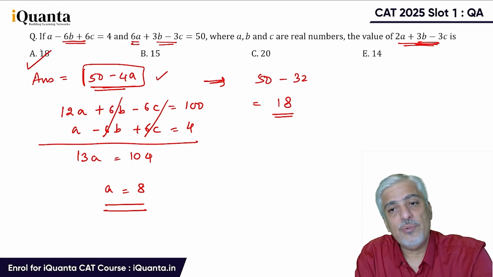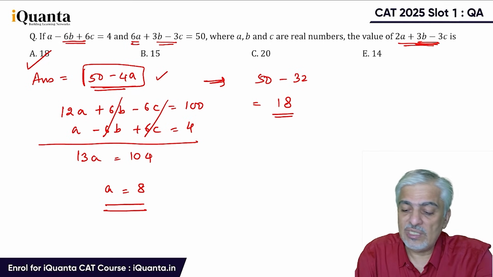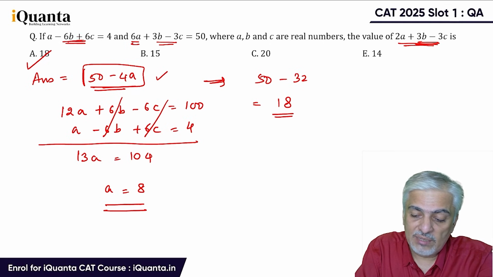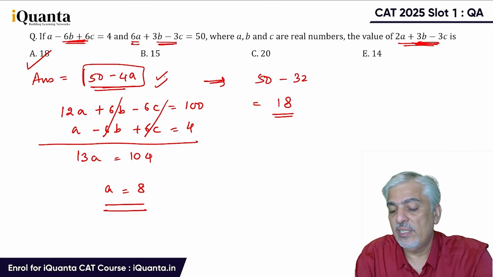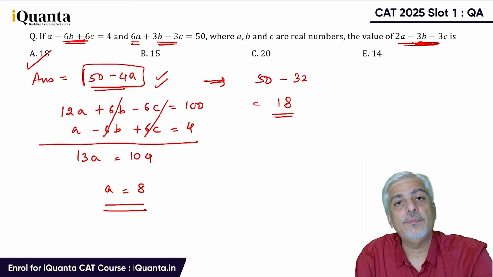I don't know what happened. How come such an easy question? A lot of students missed out, is what they were telling me, that this part and this part is what you just had to concentrate on. And once you know you had to find 50 minus 4A, the question was very, very straightforward.